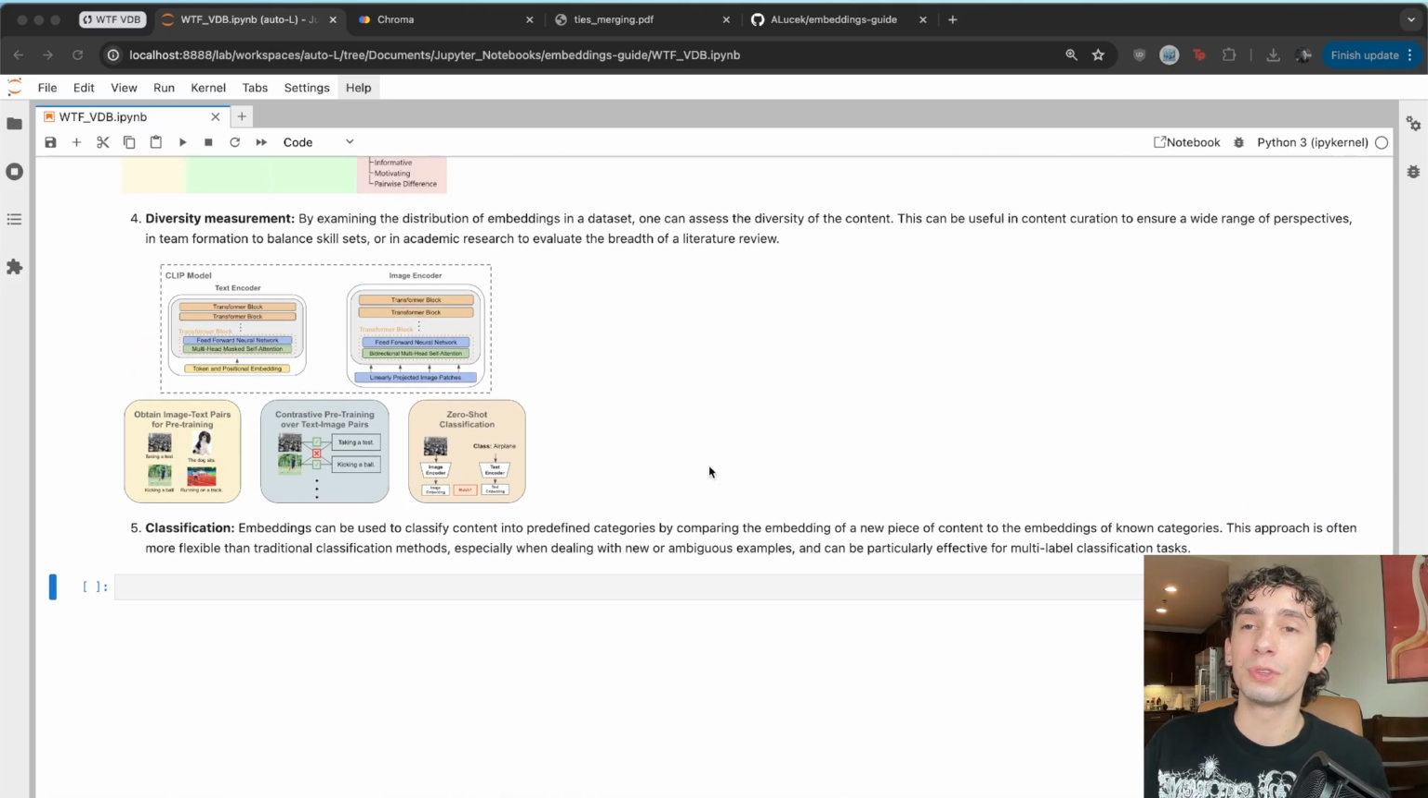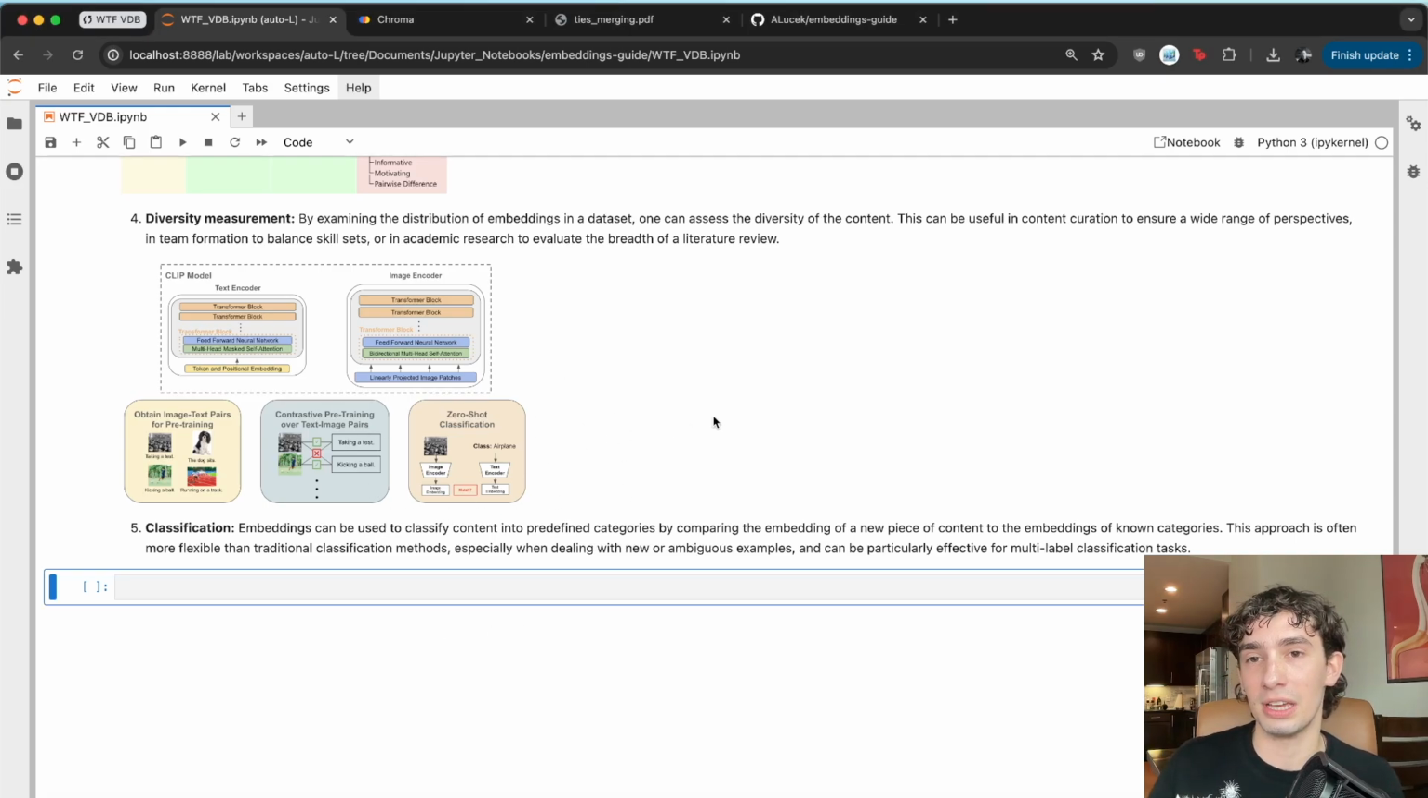And then finally, we have, of course, classification. Embeddings can be super useful to classify content into different predefined categories by comparing the embedding of a new piece of content to the embedding of a known category. This is useful for things like zero-shot classification, especially in the terms of image-based classification, to actually segment out what images actually fall into which categories.